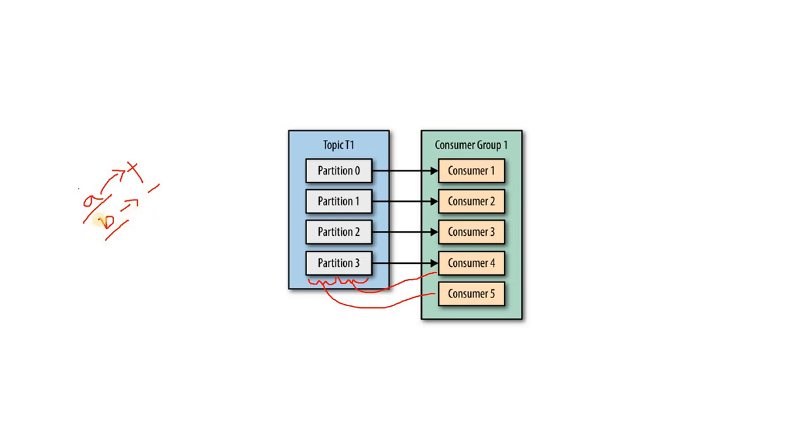So basically what I mean to say is that the processing order is important here, okay? Among different partitions, the processing order is not maintained. Only within a particular partition, the processing order is maintained, right?